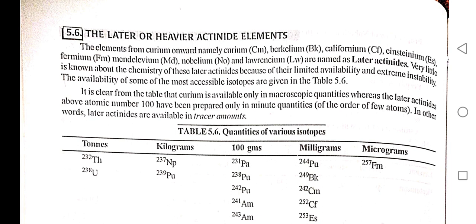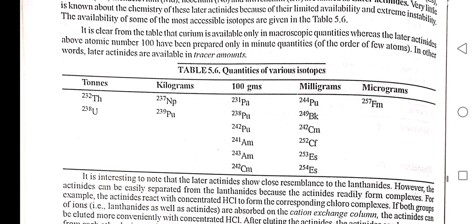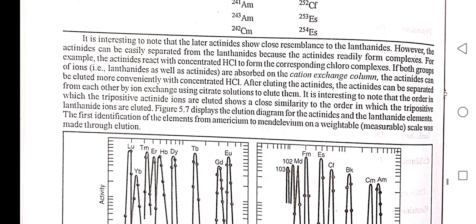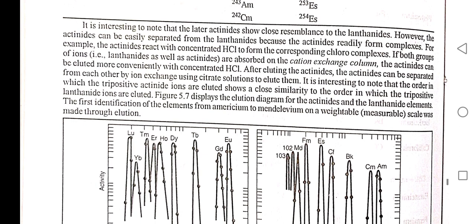The availability of some of the most accessible isotopes is given in the table. It is clear from the table that curium is available only in macroscopic quantities, whereas the later actinides above atomic number 96 have been prepared only in minute quantities. In other words, later actinides are available in trace amounts. It is interesting to note that the later actinides show close resemblance to the lanthanides.